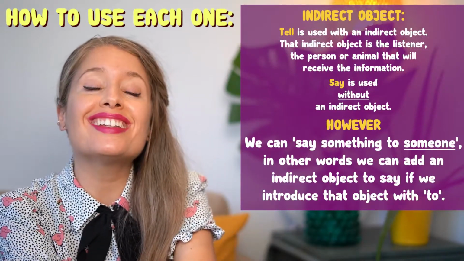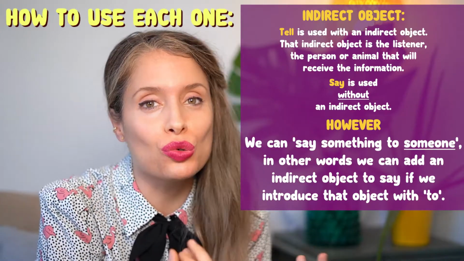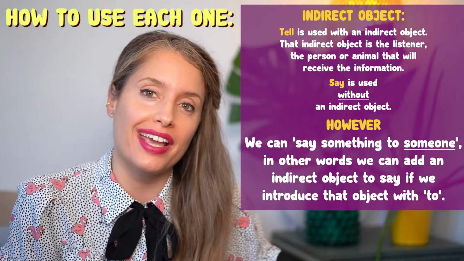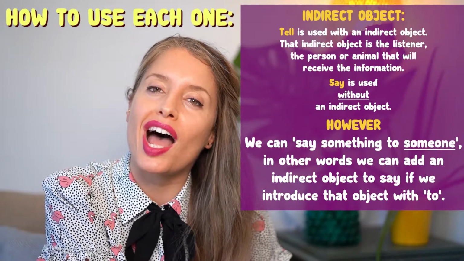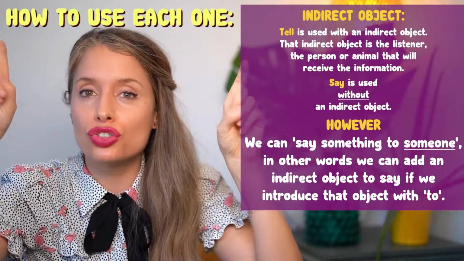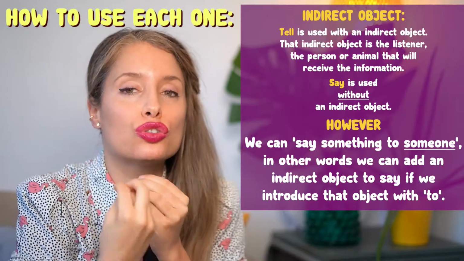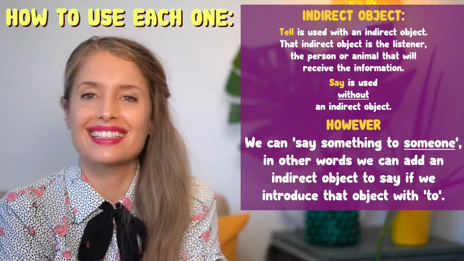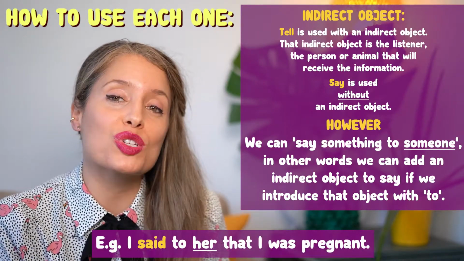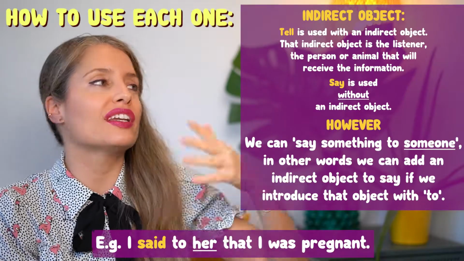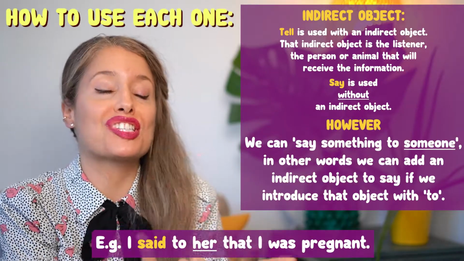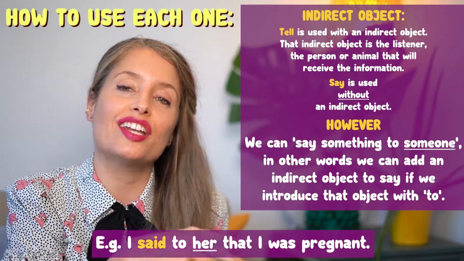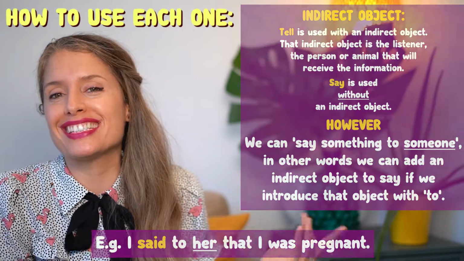However, we can say something to someone, which is in that case, we can add an indirect object to say, but only if we introduce that object with the preposition to. So you would say something to someone, and that would be the only exception. Let's see an example. I said to her that I was pregnant. So now here I am including I and her with said, and this is only possible because I'm using to. I said to her that I was pregnant.